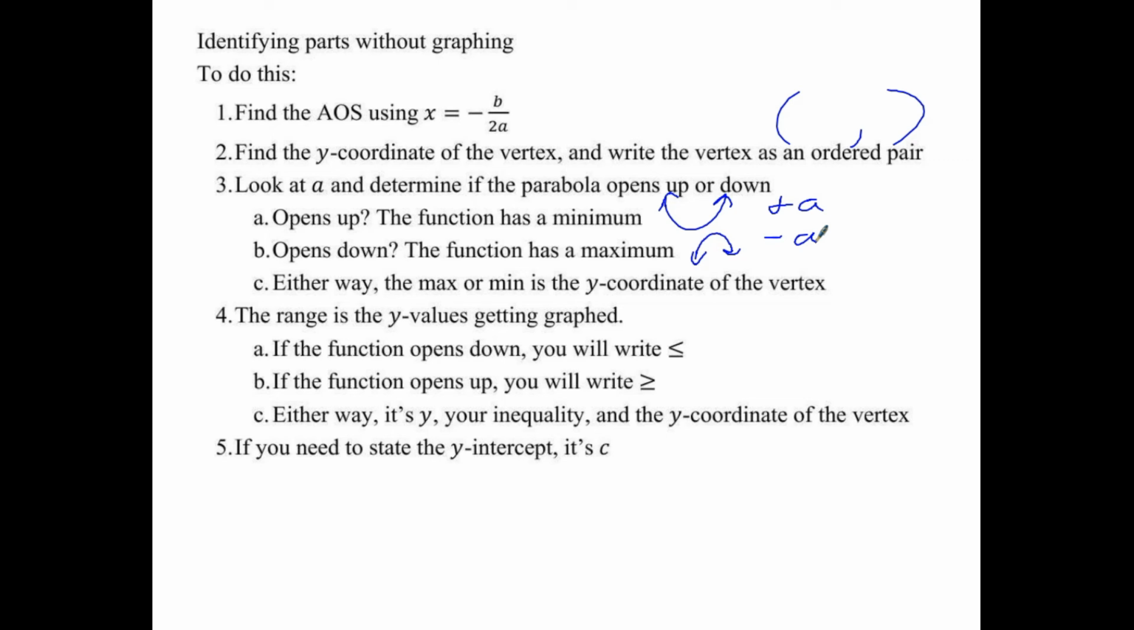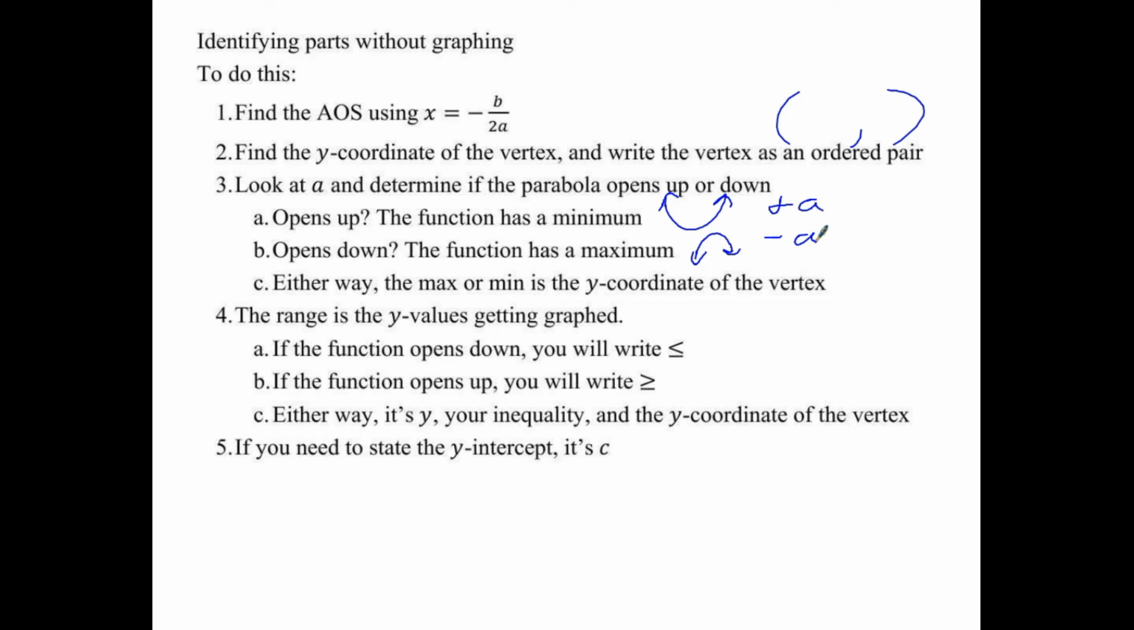Now the range is the y values that are getting graphed. If the function opens down, which you already know because you looked at it, then you're going to write y, and then you're going to write less than or equal to. If the function opens up, again, you already know, then you're going to write y, and then greater than or equal to. Either way, you're writing y, then your inequality, and then the y-coordinate of the vertex.